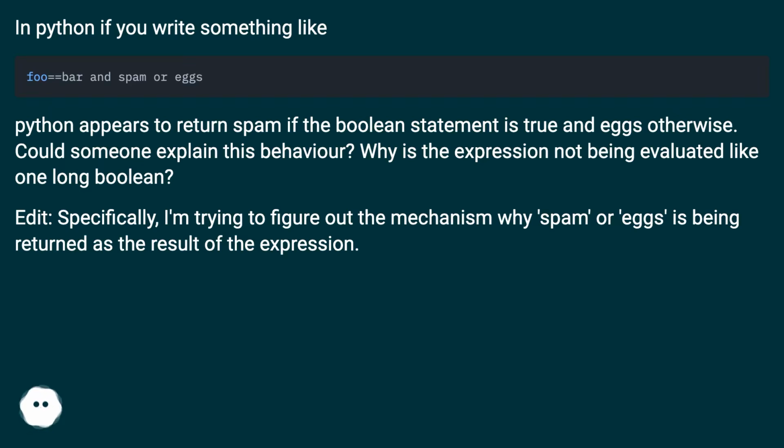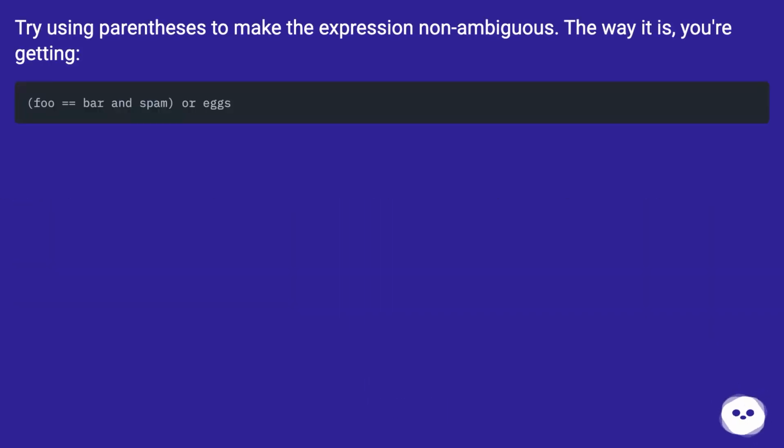Edit. Specifically, I'm trying to figure out the mechanism why spam, or X, is being returned as the result of the expression. Try using parentheses to make the expression non-ambiguous. The way it is, you're getting.